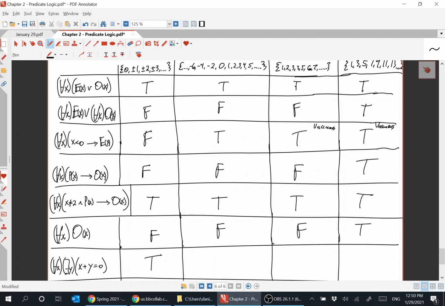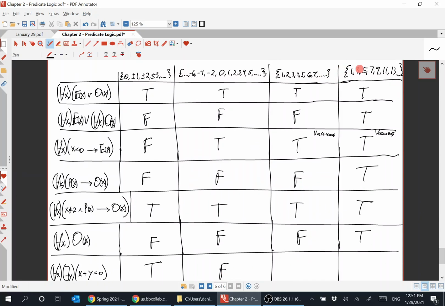For every x, there exists a y such that x plus y is equal to 0. So you pick an x, there is a y that depends on x, for which I can add x to y and get 0. False, right? Which ones, for example, don't have their partner? 1, 3, and 5, right? So it's false here, here, and here. Nobody has its negative present, so it's false here.